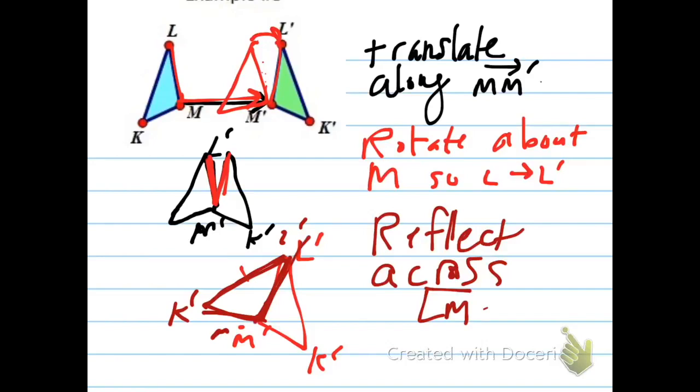So that would be our line of reflection, and boom, K maps onto K prime. So we know that they are congruent. So translate, a slide, rotate, turn it so everything lines up, and then finally a flip so that the two shapes fit exactly onto each other.